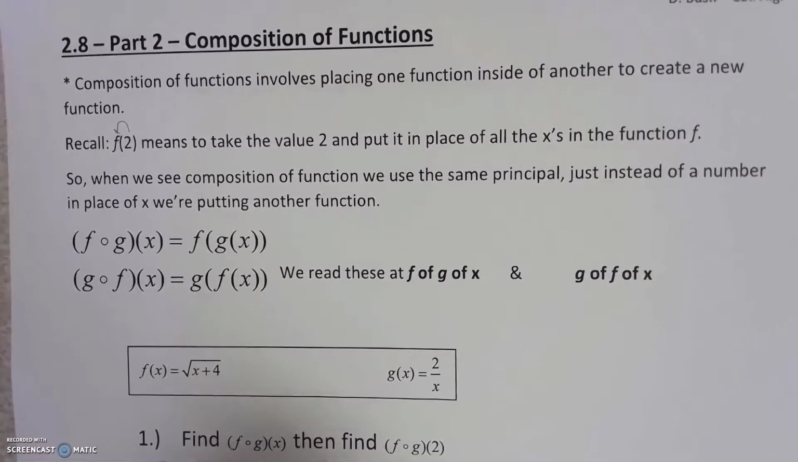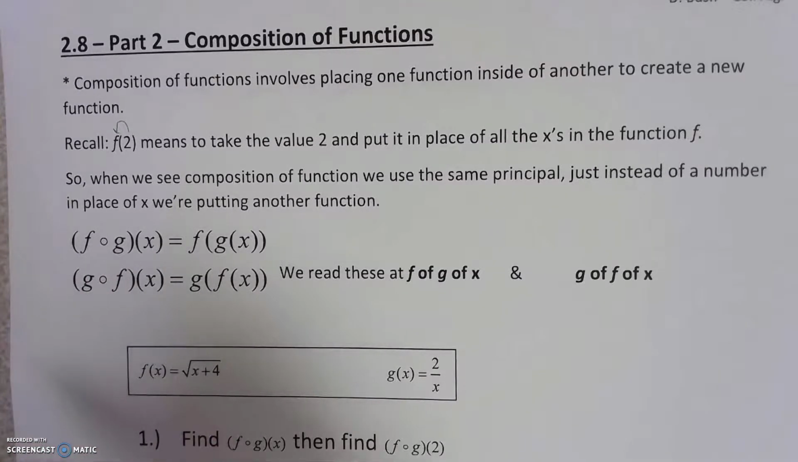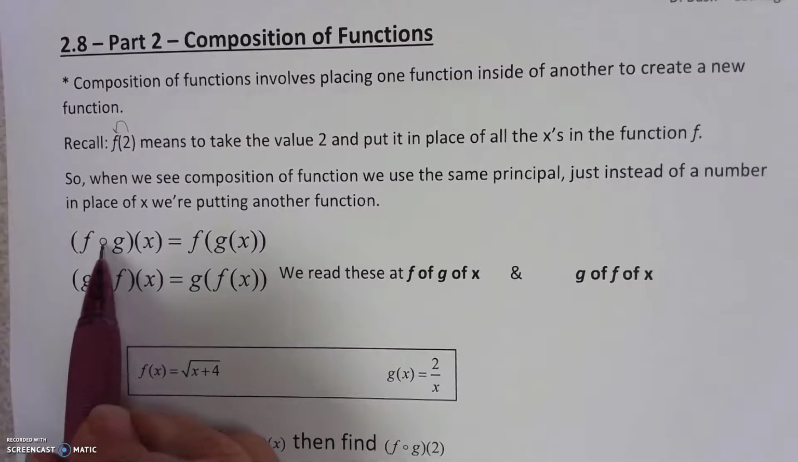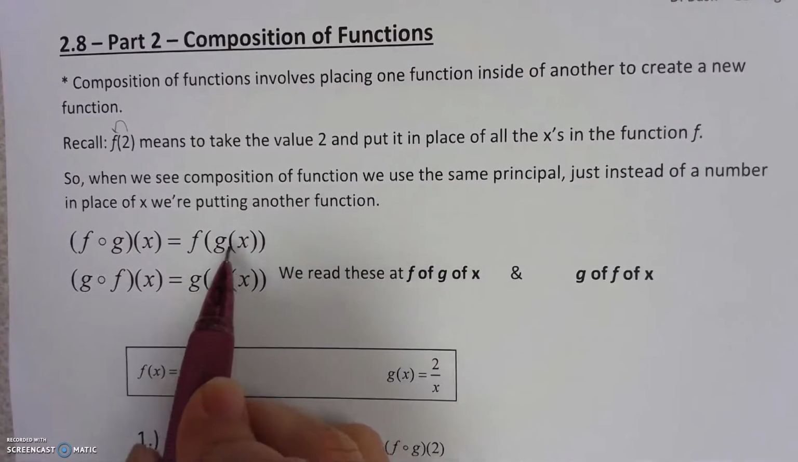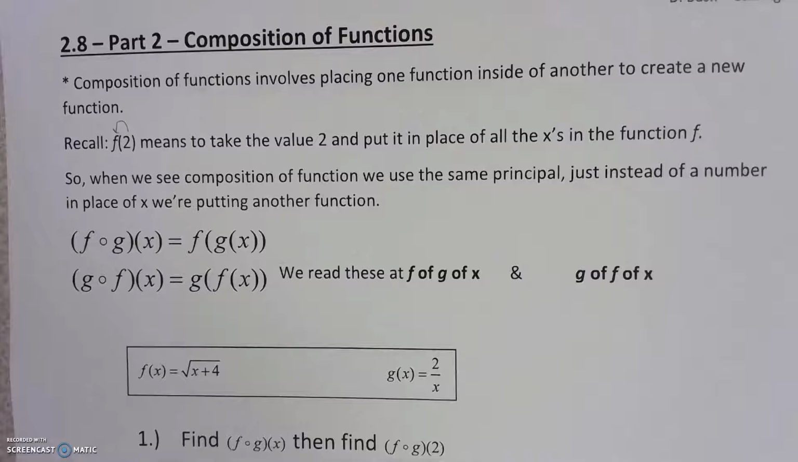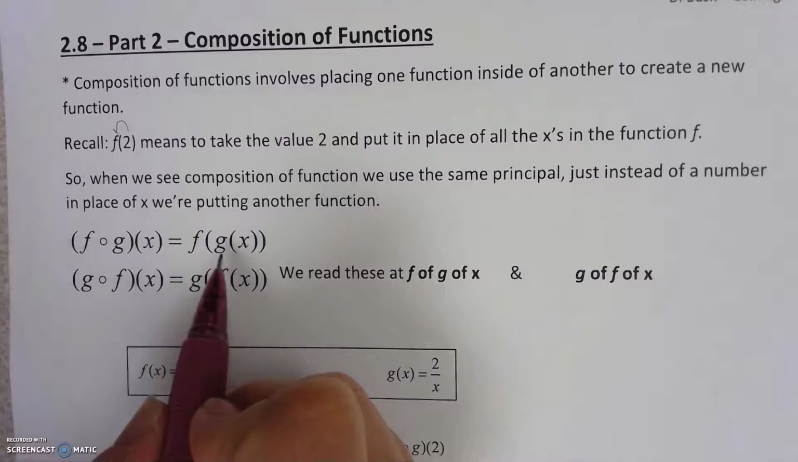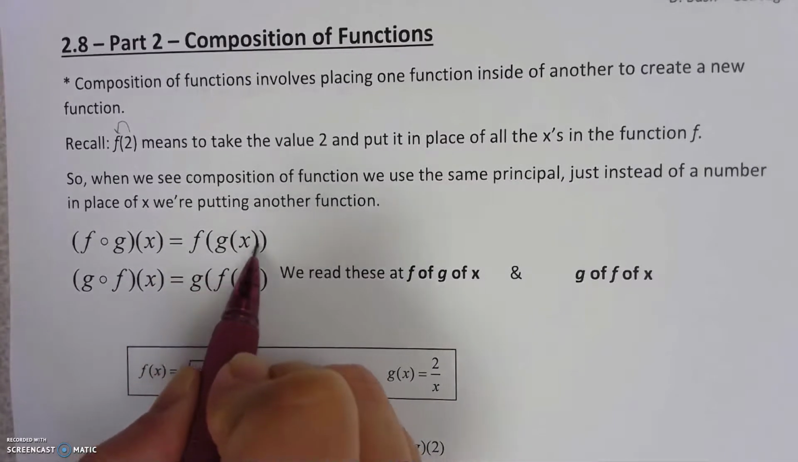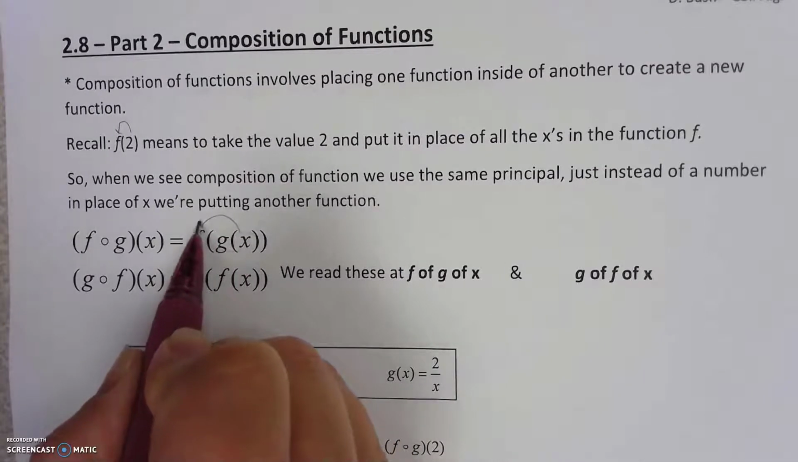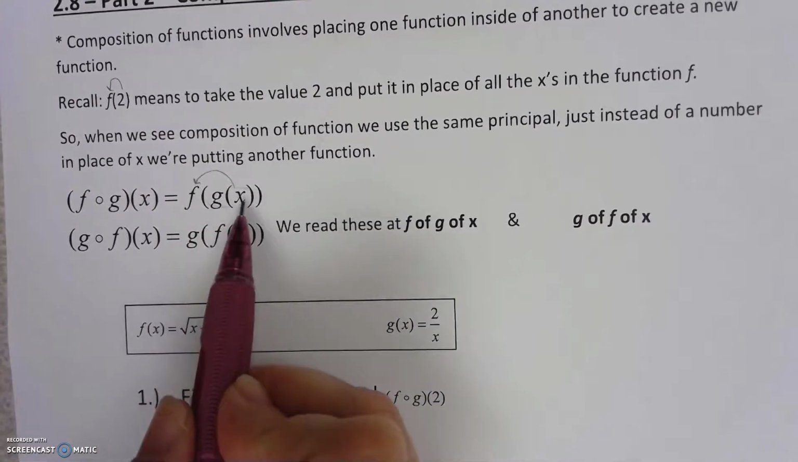The way that you're going to know it's composition of functions is you're going to see f, and this little circle means composite, g. It looks like fog. It's not multiplication. It means composition, and what it means to do is take the function g and plug it into the function f everywhere there is an x. So with functions you're always working from the inside out. You would take g of x and plug it into the function f. We read this as f of g of x.